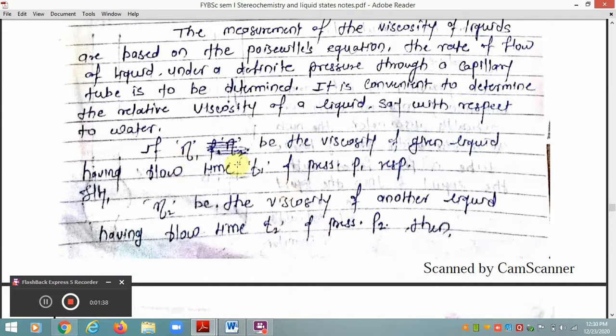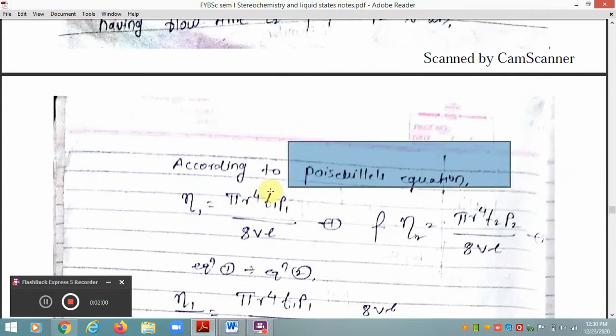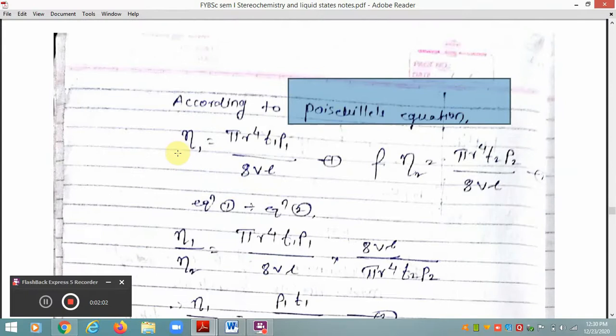Suppose here eta 1 be the viscosity of the given liquid having the flow time T1 and pressure P1, and eta 2 is the viscosity of another liquid whose viscosity is to be determined, having the flow time T2 and the pressure P2. So according to the Poiseuille equation, which we already discussed in the last part, the viscosity or the coefficient of viscosity is related to flow time and the pressure, that is the driving pressure.